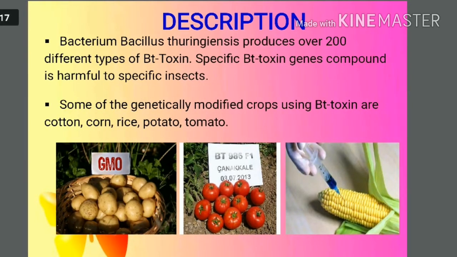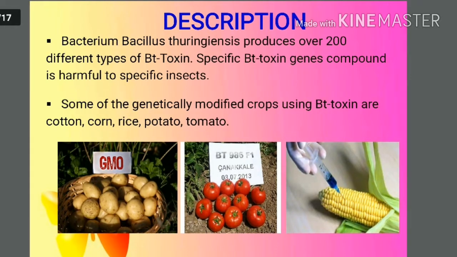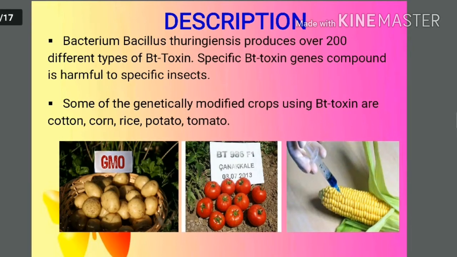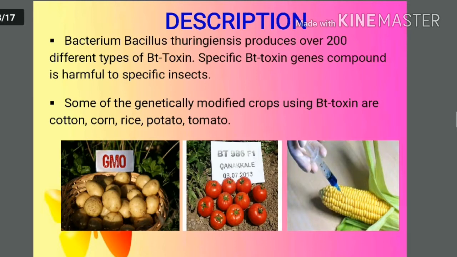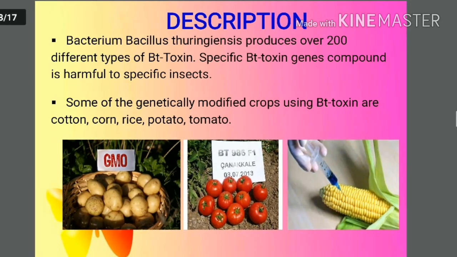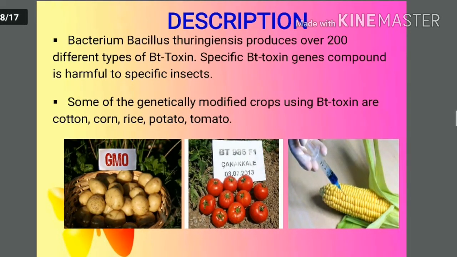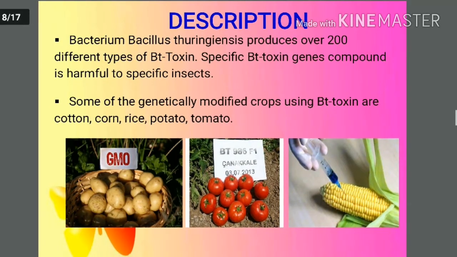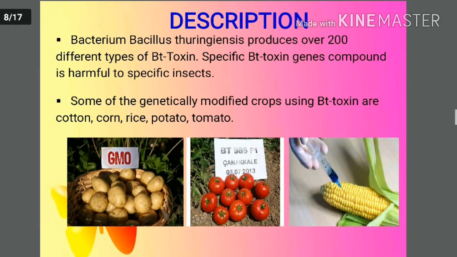For example, one of the most important BT toxin genes present in Bacillus thuringiensis is the cry gene. There are three types of cry gene present: cry1Ab, cry2Ab, and cry1Ac. Out of these three genes, the BT toxic compound secreted by cry1Ac and cry2Ab is a good insecticide against bollworm. Similarly, the insecticide secreted from the cry1Ab gene is a good insecticide against corn borer, which may be used in corn plants.